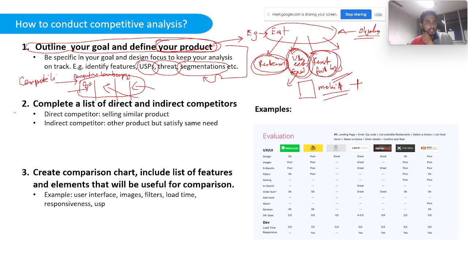Okay. Next is identifying a list of direct and indirect competitors.